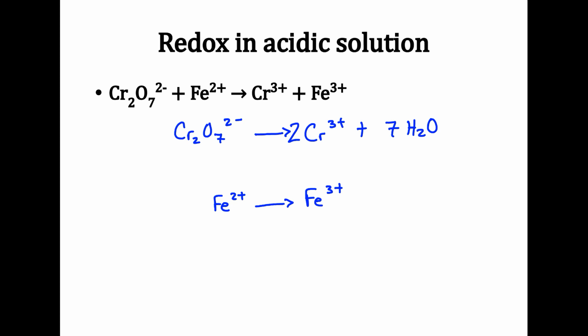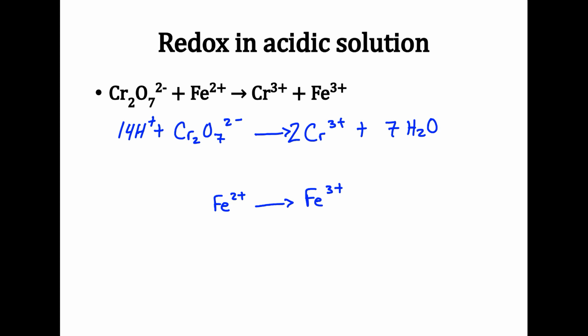Okay, so now we've balanced the oxygens, but we've also introduced hydrogens. So to balance the hydrogens, we're going to have to add protons to the left-hand side. So we're going to add 14 protons, 14 H+. Now we're in the case where all of the atoms are balanced, but the charges are not balanced. So in order to balance the charge, we're going to have to add electrons.